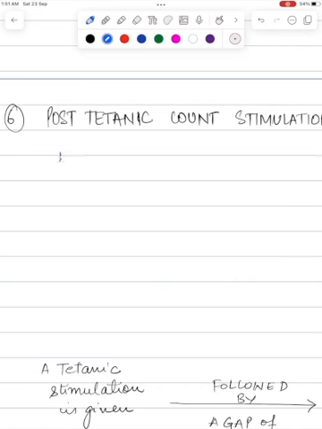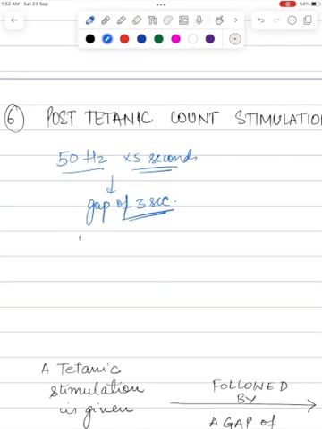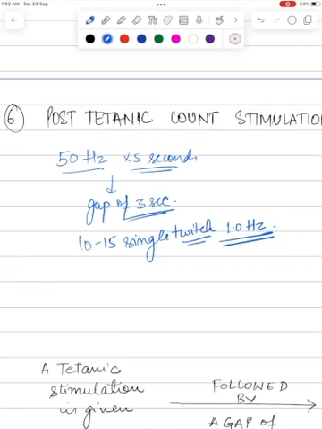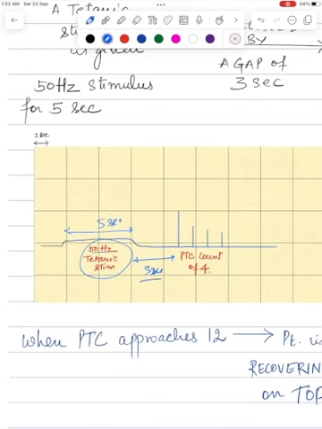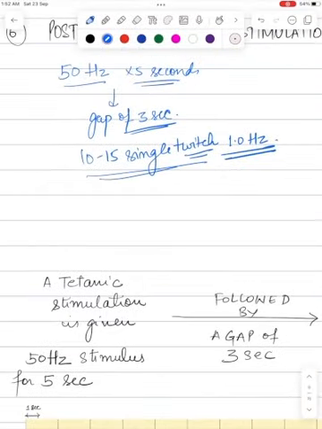In post-tetanic count stimulation, we give a tetanic stimulation of 50 Hertz for 5 seconds. This is followed by a gap of 3 seconds, after which 10 to 15 single twitches are given at a frequency of 1 Hertz. And these are known as PTC twitches. So here we have given a tetanic stimulation of 50 Hertz for around 5 seconds. There was a gap of 3 seconds, and then we gave 10 to 15 single twitches.